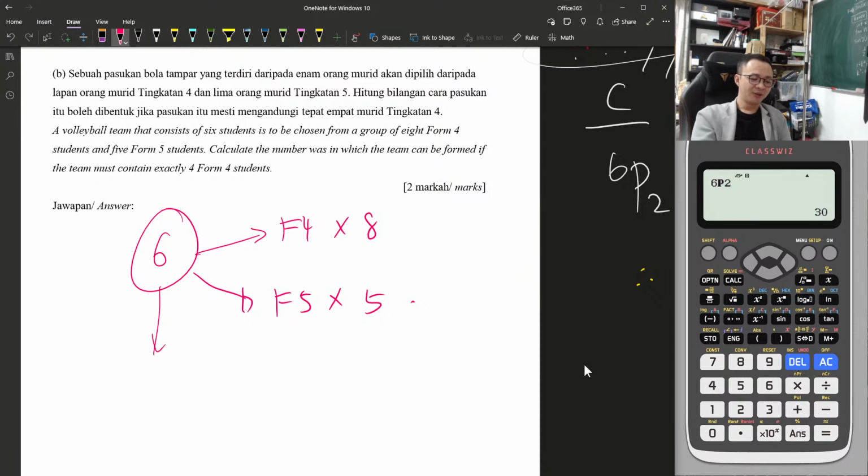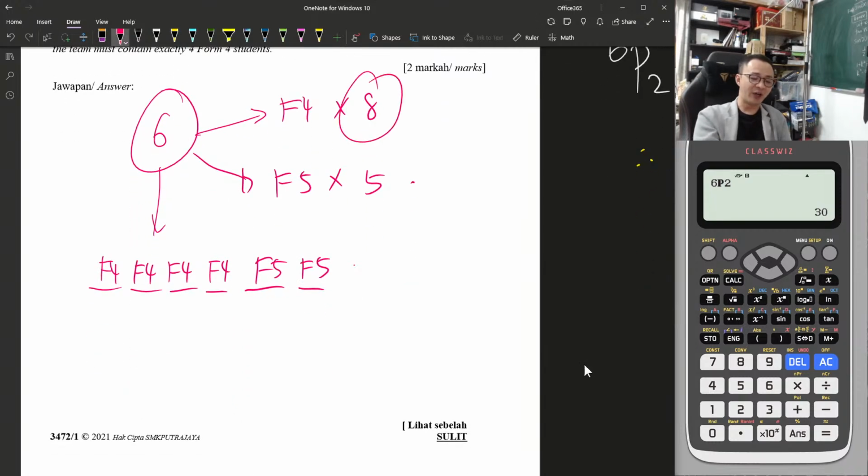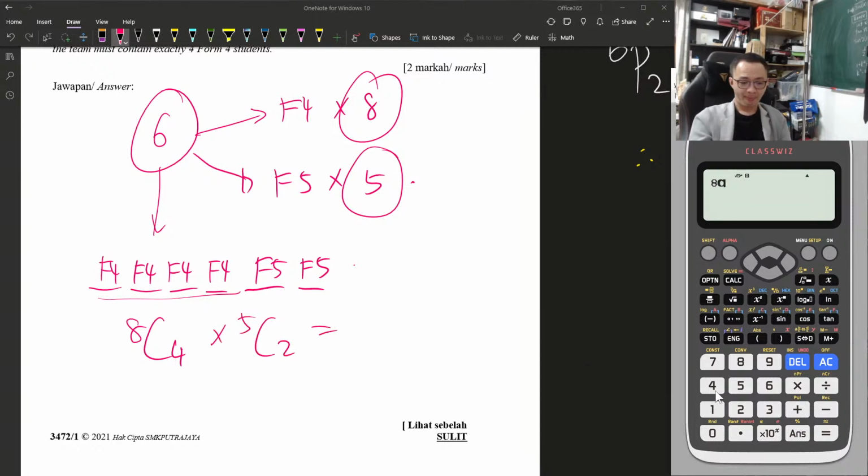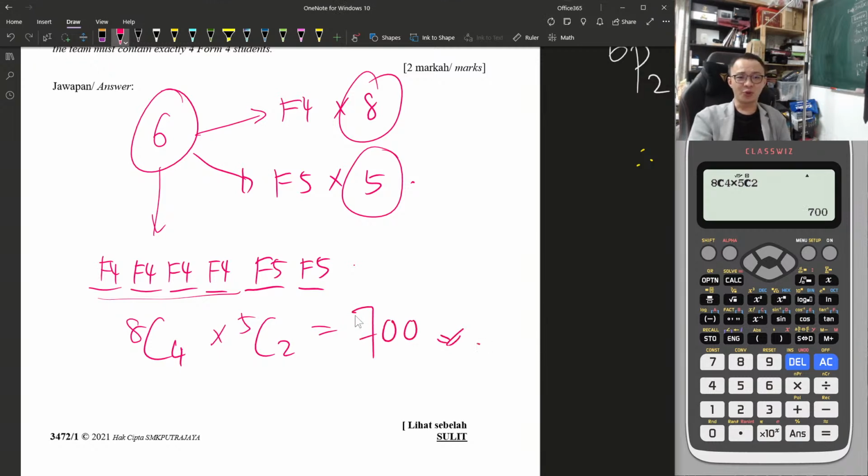Alright, so here I must choose 4 from Form 4. Therefore, the other 2 must be from Form 5, right? There's no other choice already. So I have 8 students from Form 4 and I want to choose 4, it's 8C4. I have 5 from Form 5 and I want to choose 2, it's 5C2. Multiply. Alright, this way of doing it is not too bad. So the answer is 1260.